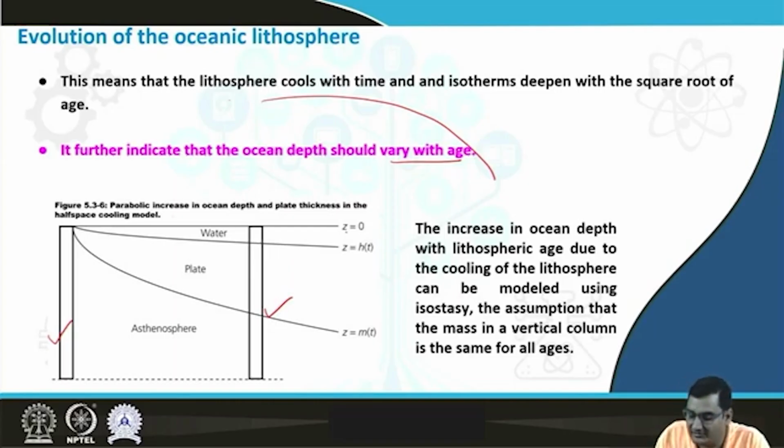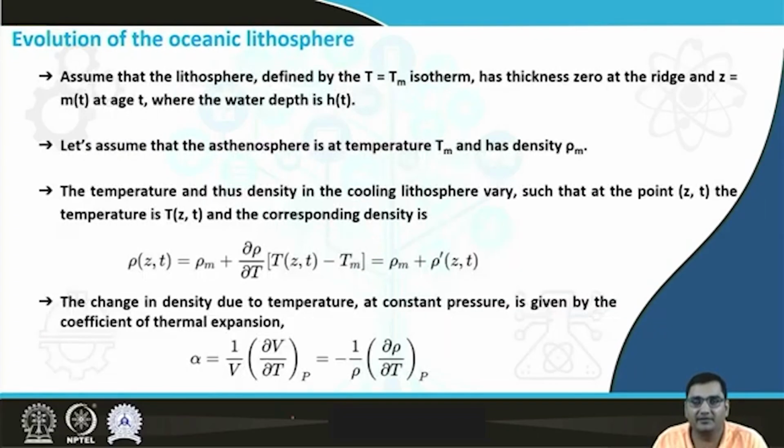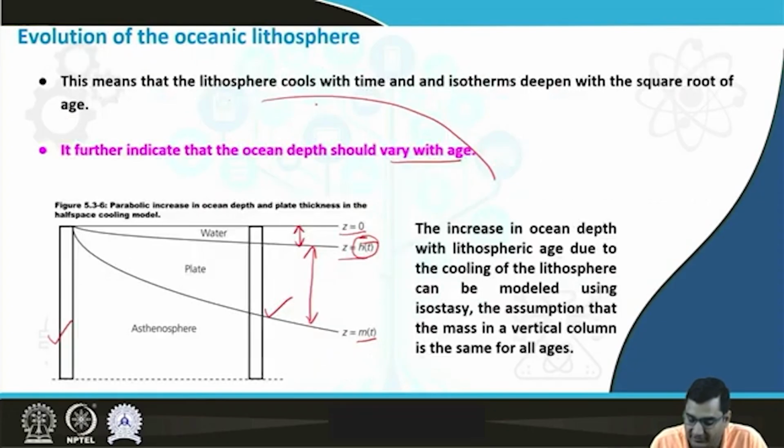At z equal to 0 and up to z equal to h, where h is a function of time t, we are considering that as the depth of the water level of the ocean. Beneath it, from h(t) to m(t), we have the plate thickness, and underneath we have the asthenosphere. Assume that the lithosphere defined by the T equal to Tm isotherm has thickness 0 at the ridge and z equal to m(t) as h(t), where the water depth is h(t). So this is what it is here.